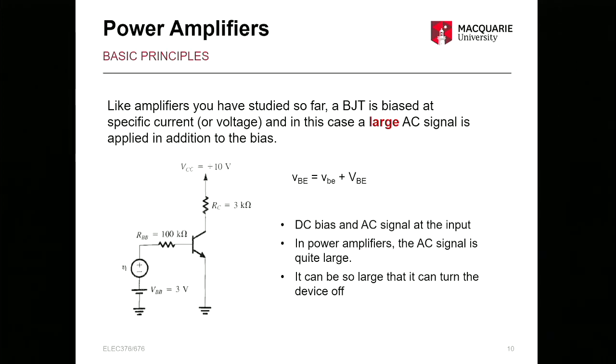So the basic principles, so it's similar to just your standard BJT amplifiers that we would have looked at probably in the first section of this and also in ELEC375. But in this case, we're applying a large AC signal at the input. So our small signal models may not apply anymore. And you can see we can still have a bias condition. So we can still have our large VBE and then our signal makes our total VBE there. So we have a DC bias plus the AC signal.